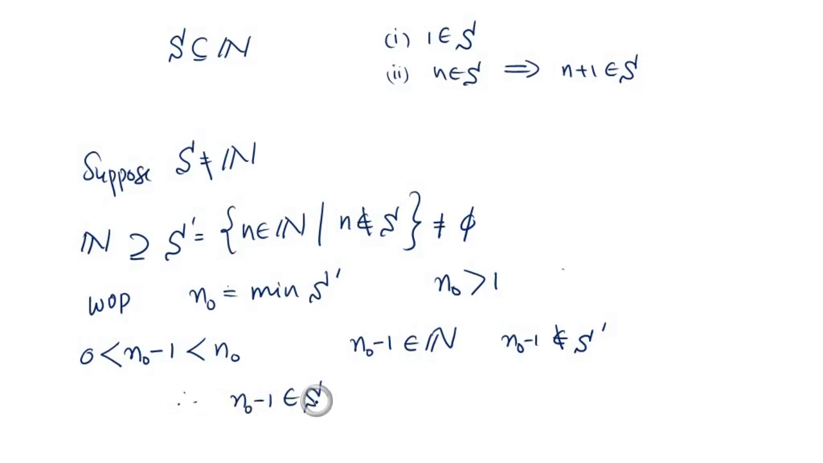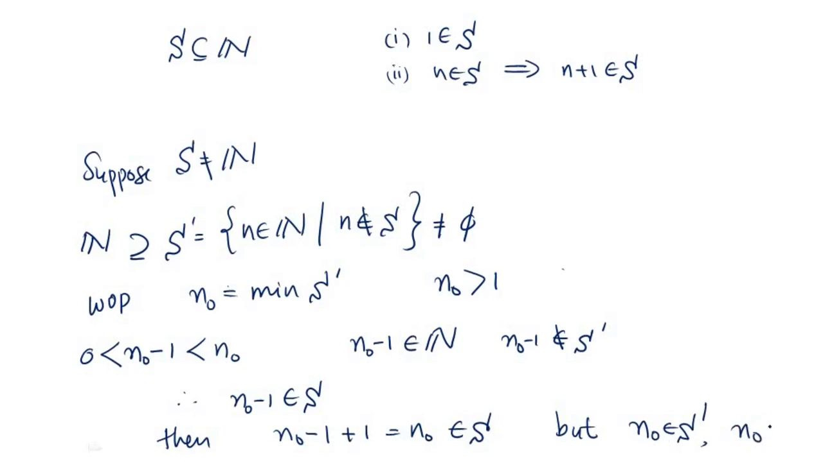If n0 minus 1 belongs to S, from this condition we have that n0 minus 1 plus 1, which is equal to n0, also belongs to S. However, if n0 is the minimum of this set, then it must belong to this set, and therefore n0 cannot belong to S. Therefore, because n0 belongs to S prime, n0 does not belong to S. So we have a contradiction here because n0 belongs to S as well as n0 does not belong to S. This cannot happen, and therefore we have a contradiction. So this is a contradiction.